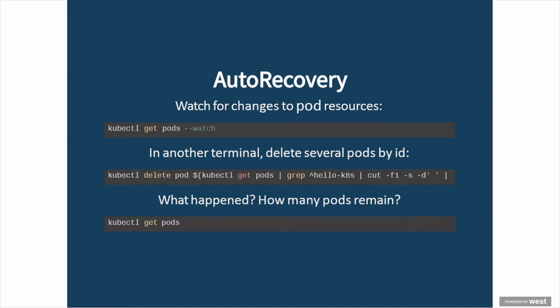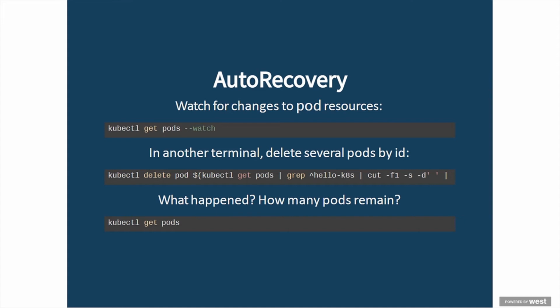This full example, if you copy and paste it from the slides, should grab the top 2 pods from your list, or 2 random pods from the list, and delete them. You can run kubectl get pods to see what happened and how many pods remain.